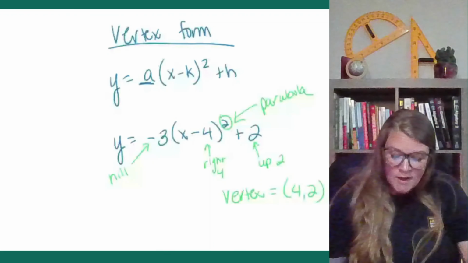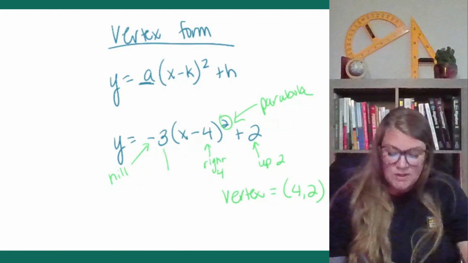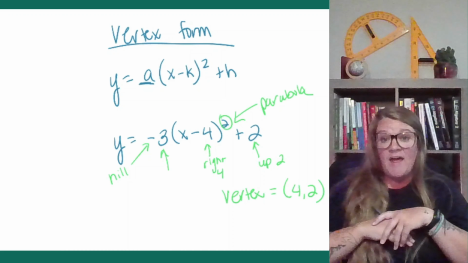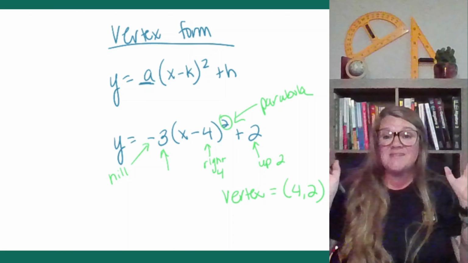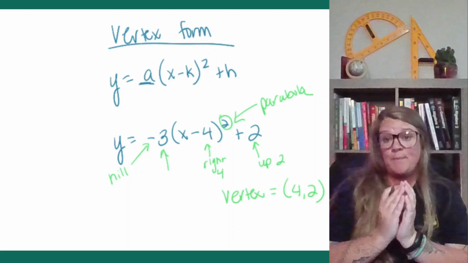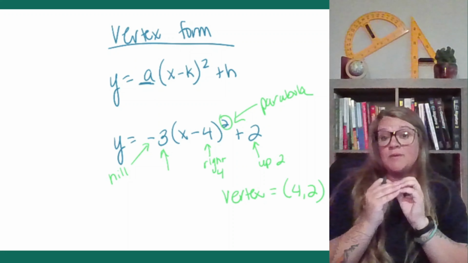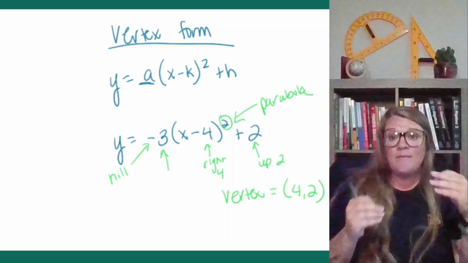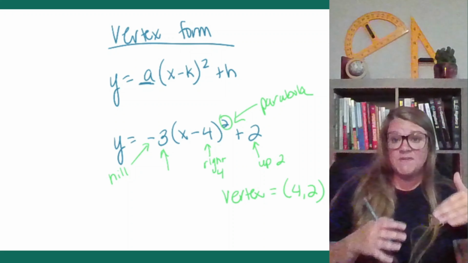I have one more extra number, and it is this 3. And what that 3 does, since it's bigger than 1, is make this into a skinnier parabola than the parent function, because this one is going to be going down 3 times faster than the normal size parabola.